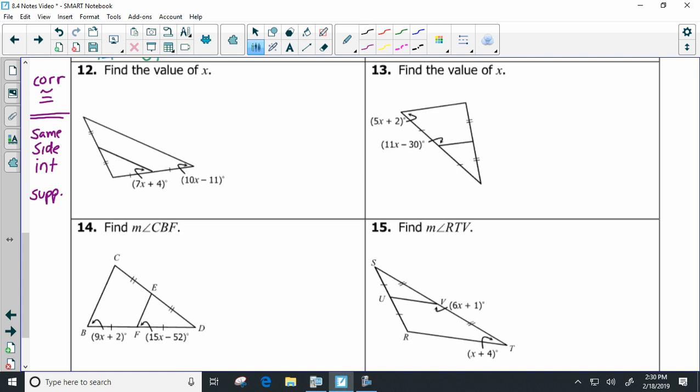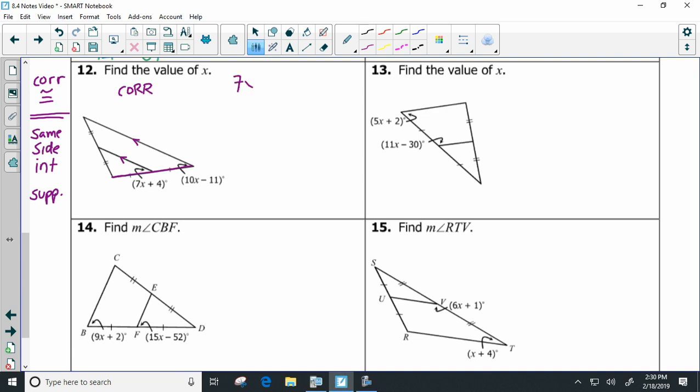So as I take a look at question number 12, here are my two parallel lines cut by a transversal. Here's the transversal. These two angles are corresponding angles. All right, these are corresponding. So corresponding angles are congruent.